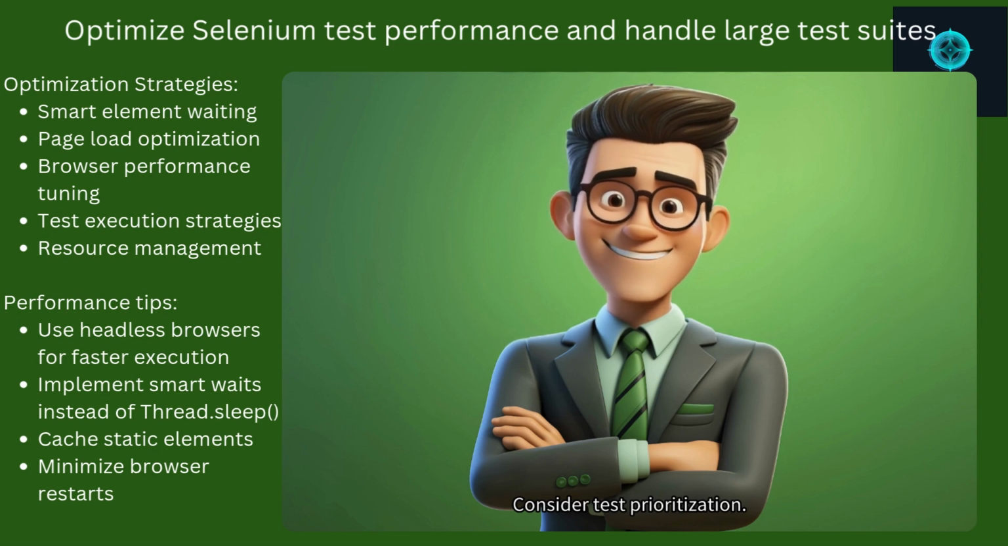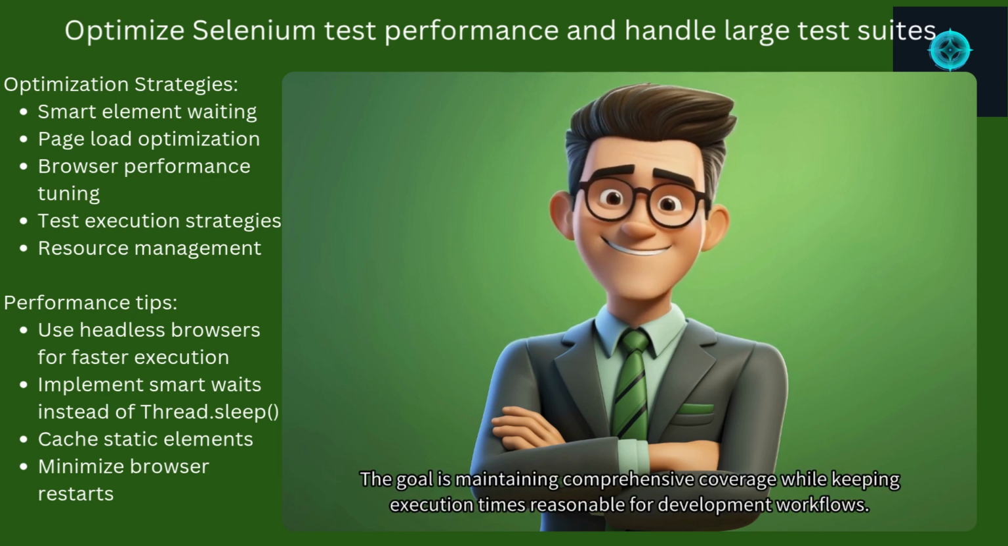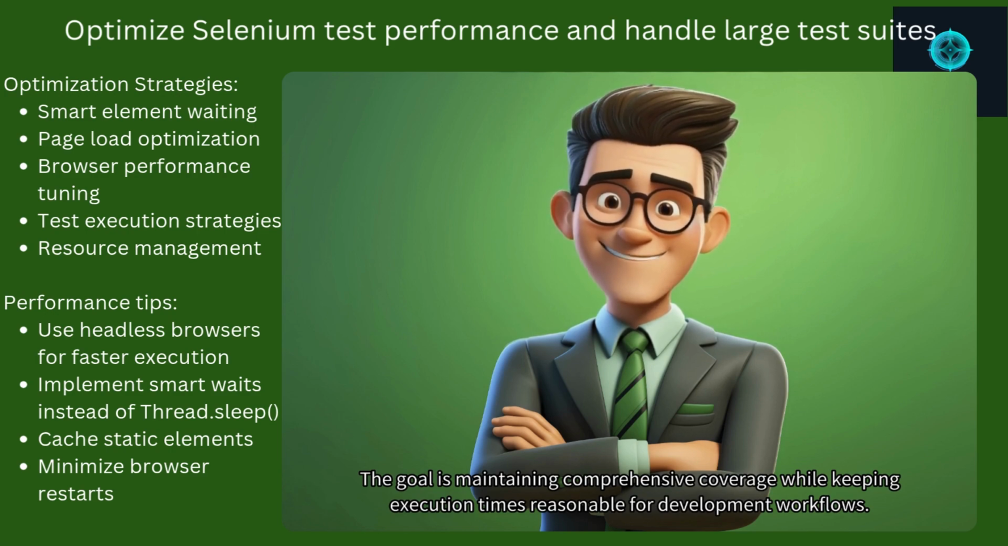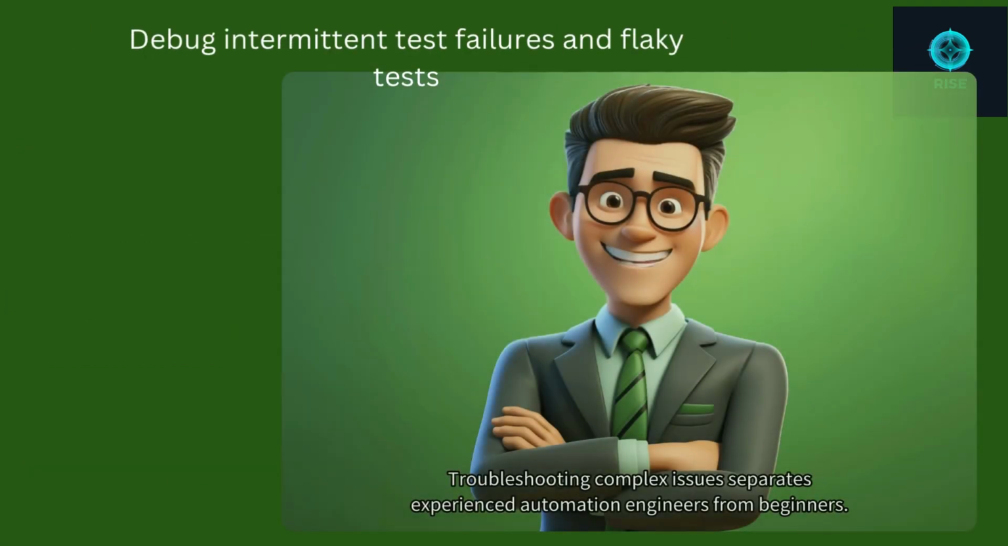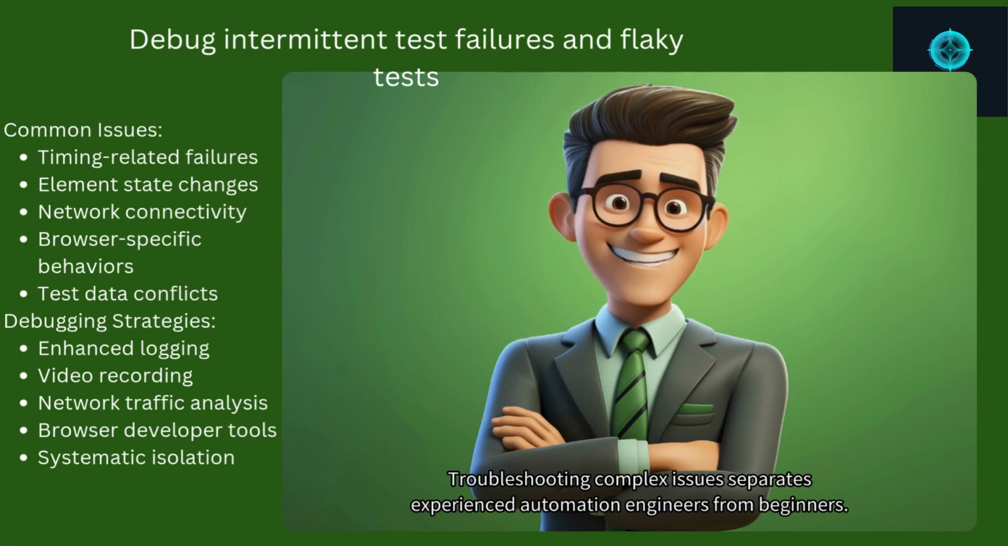Consider test prioritization. Run smoke tests first, then detailed regression tests. The goal is maintaining comprehensive coverage while keeping execution times reasonable for development workflows. Troubleshooting complex issues separates experienced automation engineers from beginners.